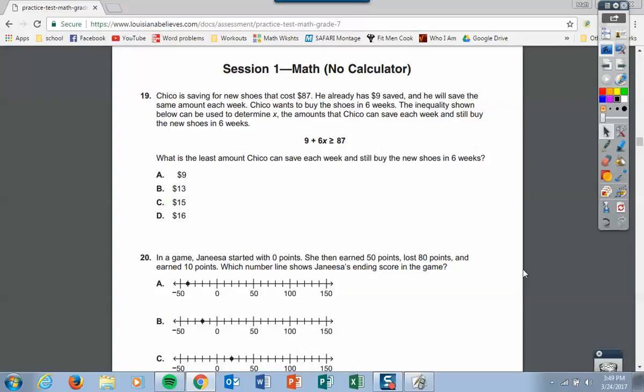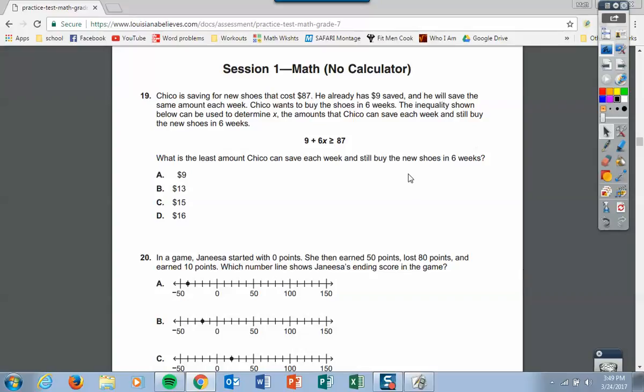Pretty good clip. Chico is saving for new shoes that cost $87. He already has $9 saved. He will save the same amount each week. He must buy the new shoes in 6 weeks. The inequality can be used to determine x. What's the least amount Chico can save each week and still buy the new shoes?